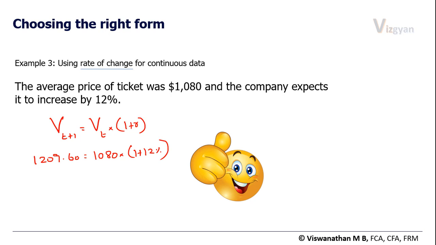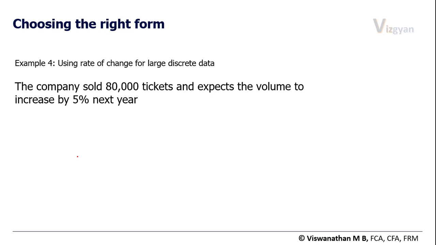In the last example, we'll talk about using rate of change for a large discrete data. Let us say the company is selling 80,000 tickets. Keep in mind, tickets are discrete data. You cannot sell 80,000.5 tickets. The increment has to be in unit of 1. So you can sell 80,001, but it can't be 80,000.5. Therefore, it's actually a discrete data, but it seems pretty large. And I'll also tell you why it's large.